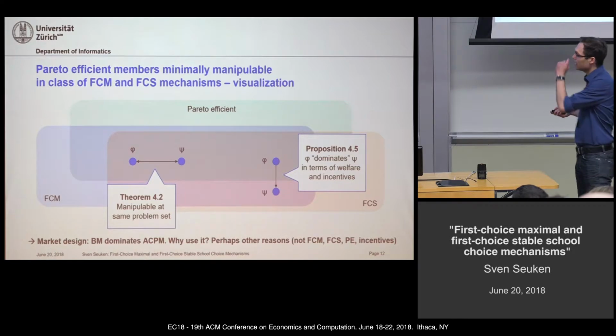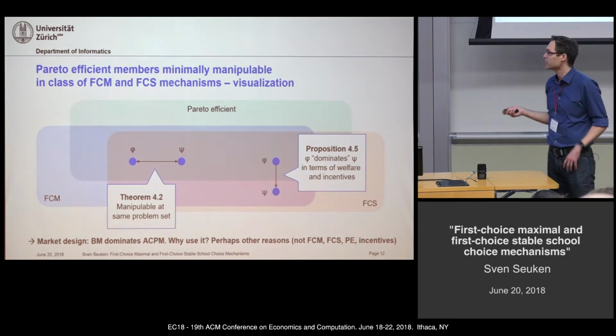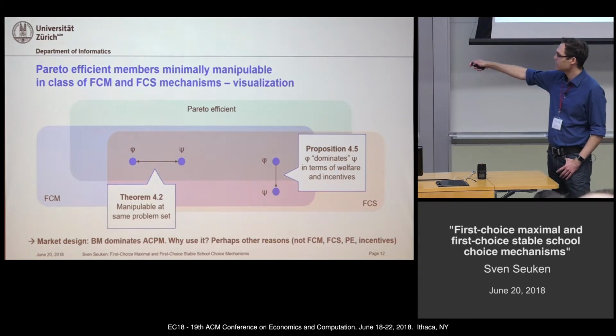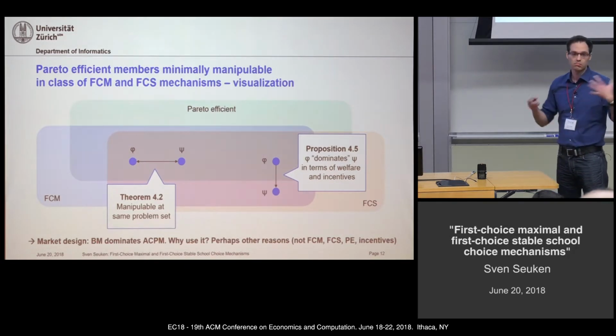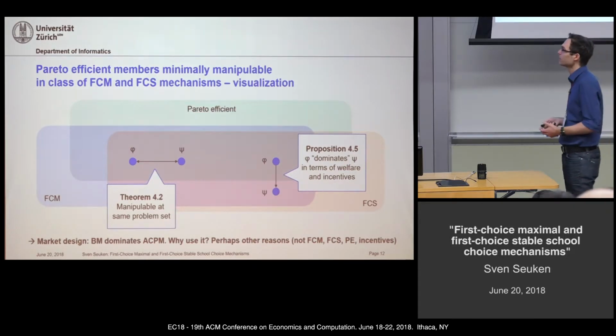So here is a market design implication that I like. For example, this means that the Boston mechanism dominates asymmetric Chinese parallel mechanisms in terms of welfare and incentives. So the question is, why would you use that in practice? If you care about just FCM, FCS, Pareto efficiency and incentives, Boston would be preferable to ACPM, but perhaps there are other reasons, some kind of interface reasons, some kind of cosmetic reasons that you believe are important.